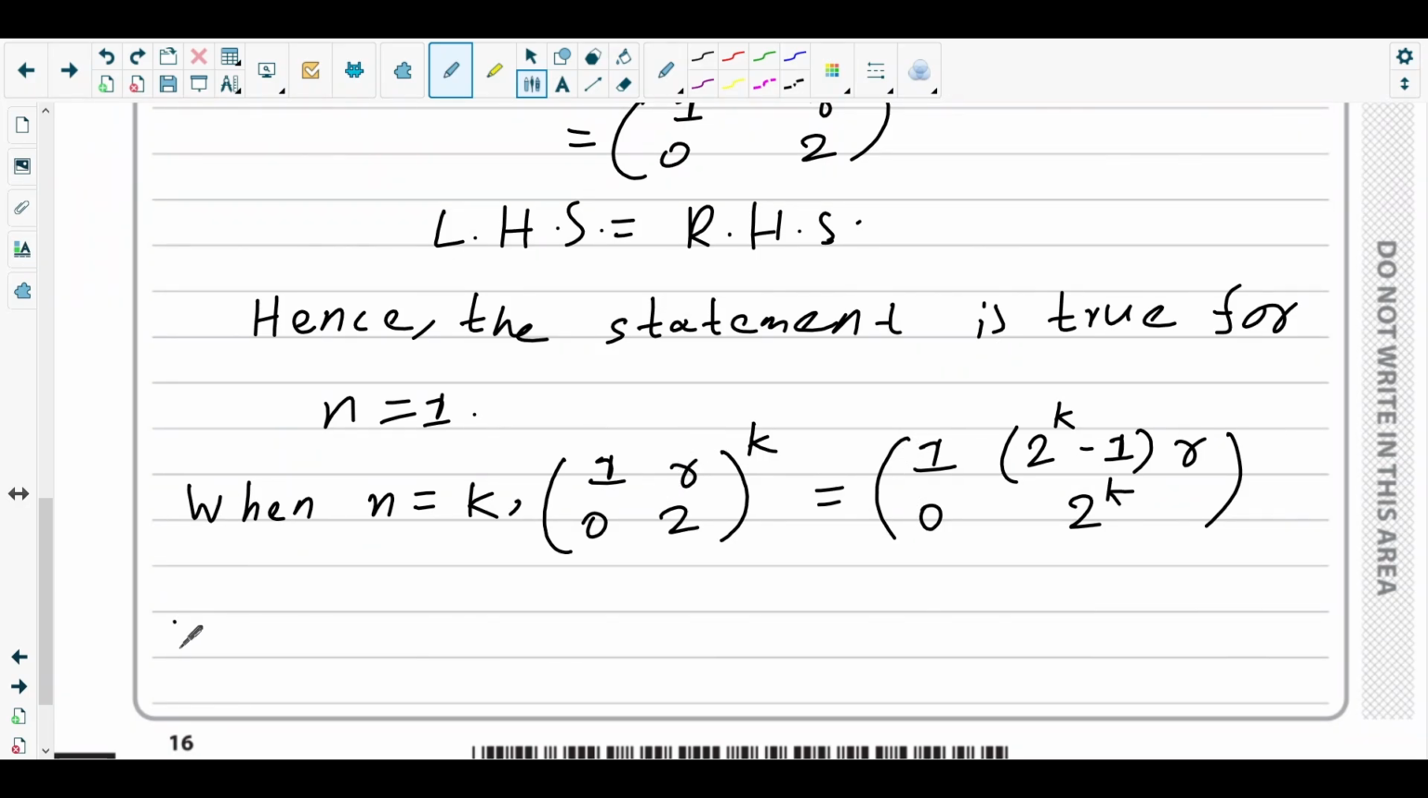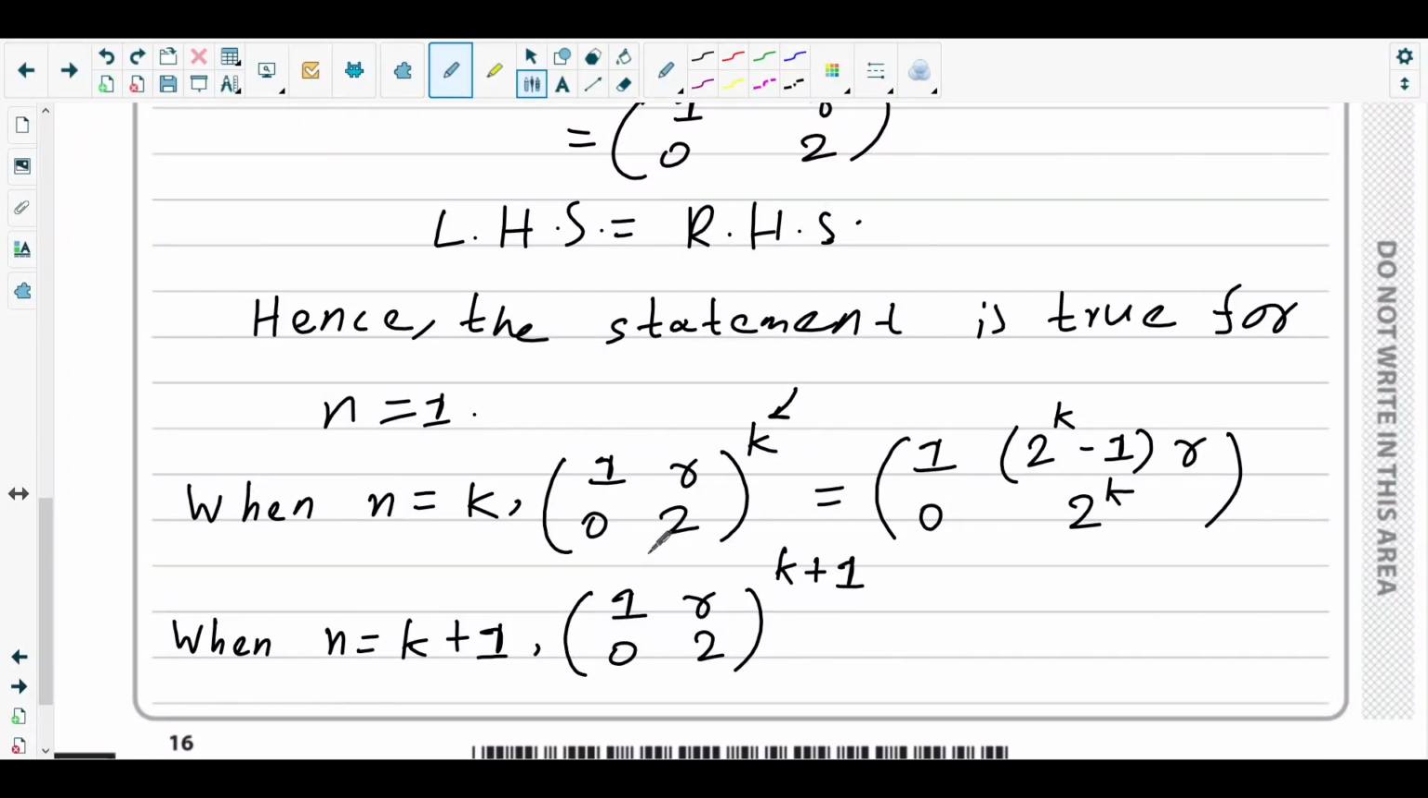Now when n equals k plus 1, we will have the statement on the left hand side as (1 r; 0 2) to the power k plus 1. The power is n on the left hand side, so in place of n we will have k plus 1. Now in the induction step, what we need to do is represent the statement for n equals k plus 1 in terms of the statement for n equals k. So how can we do that?